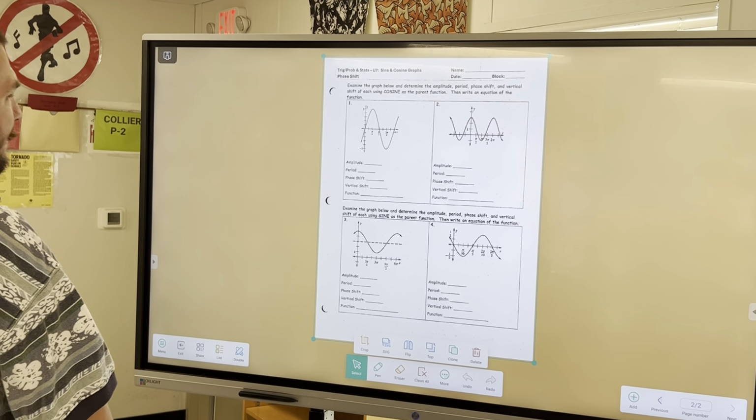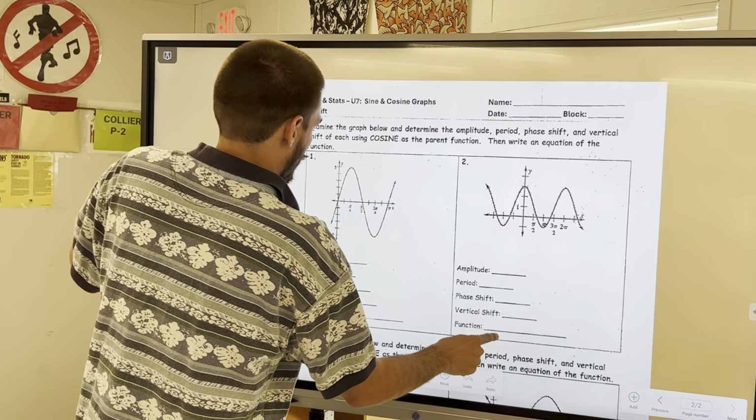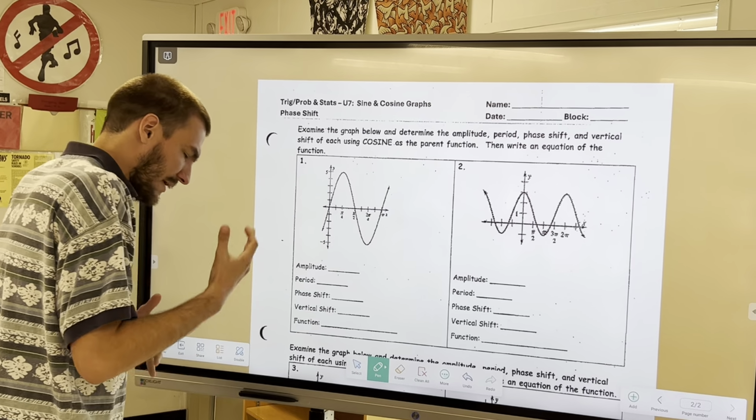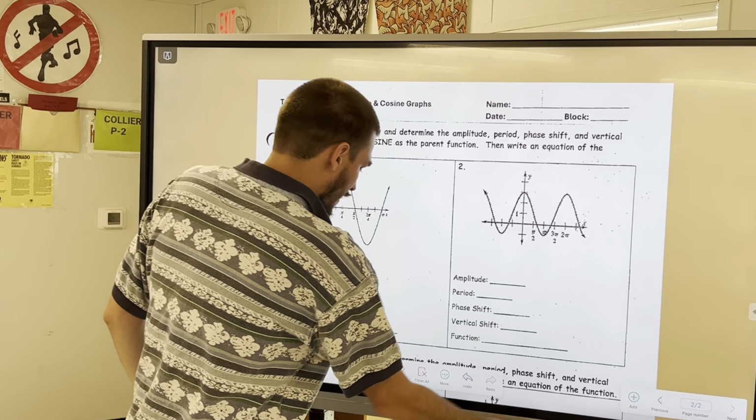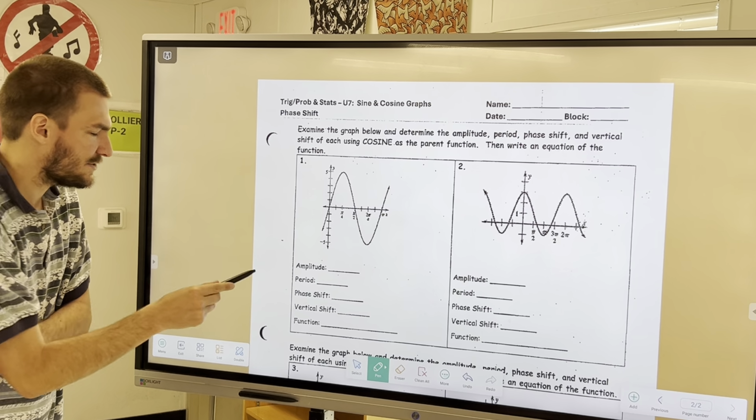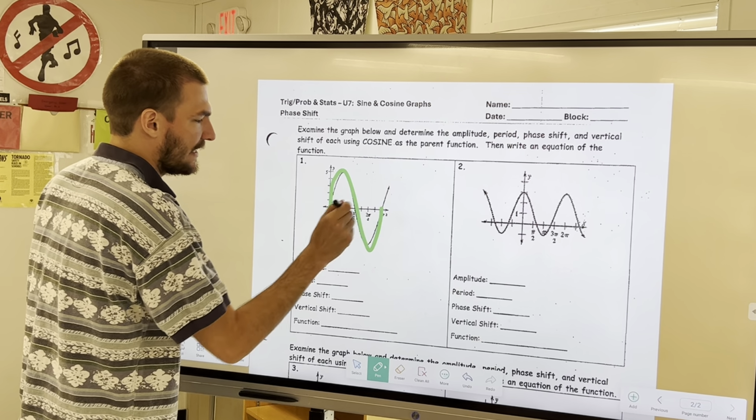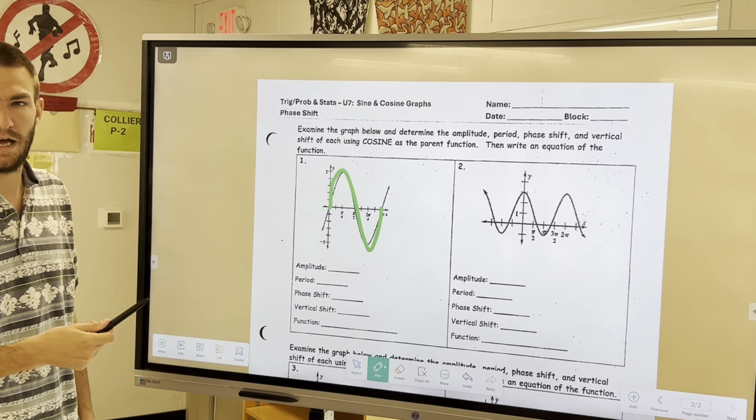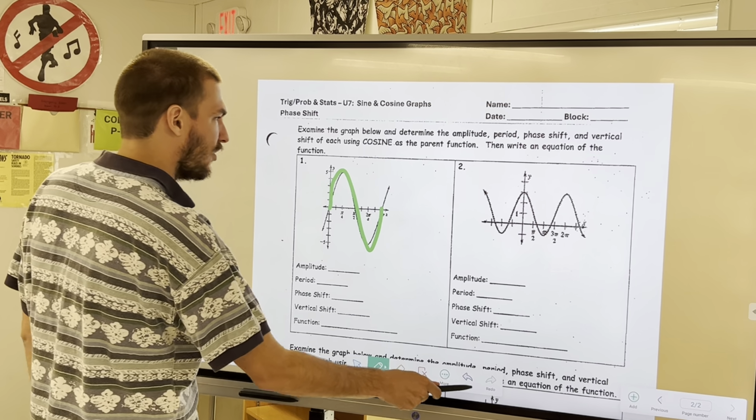All right, analyzing phase shift. Hopefully you've already watched the other notes about what phase shift actually is. The thing about this is, look at this first graph. This graph definitely looks like sine, okay? But they're trying to make it hard on you.